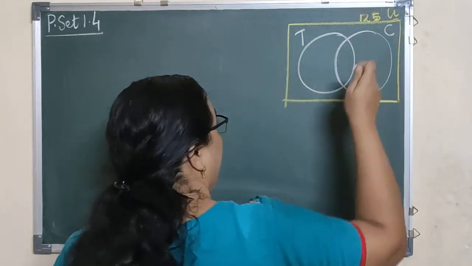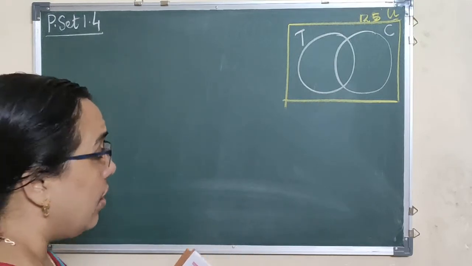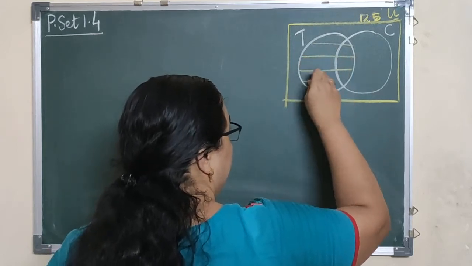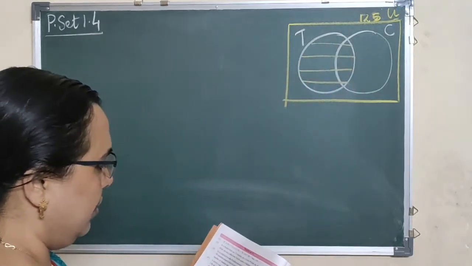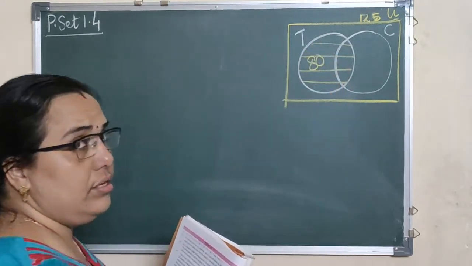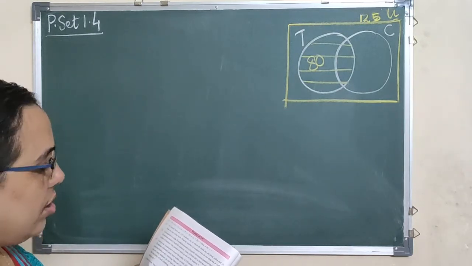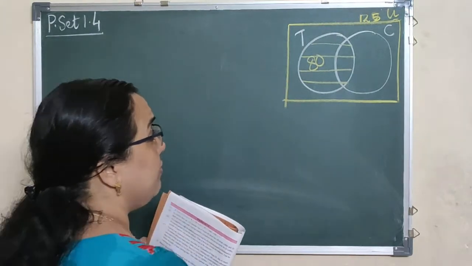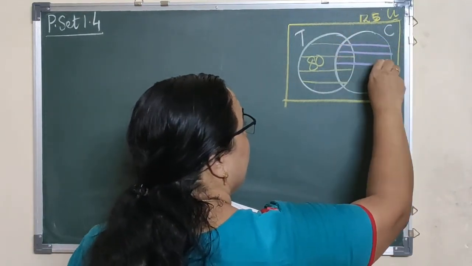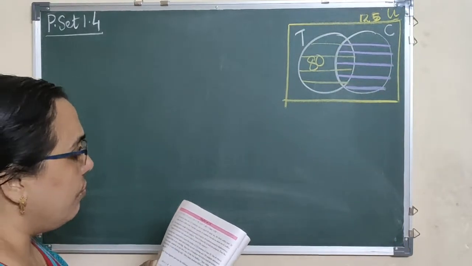So this is coffee. How many drink tea? 80. Got it girls? How many drink coffee? So here we have 60 drinking coffee. Pay attention to the figure so that you follow. So how many are drinking coffee? 60.